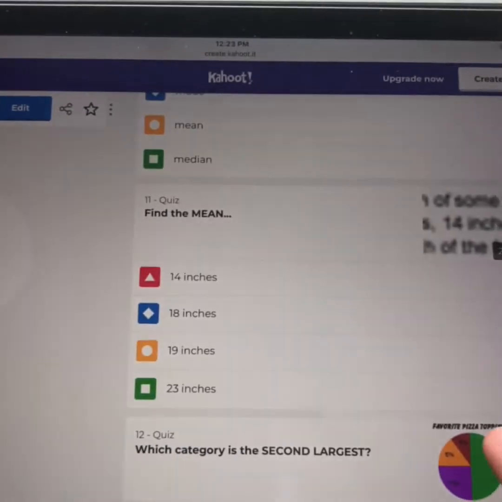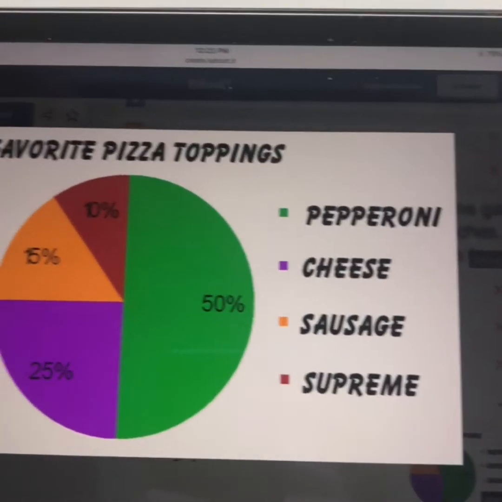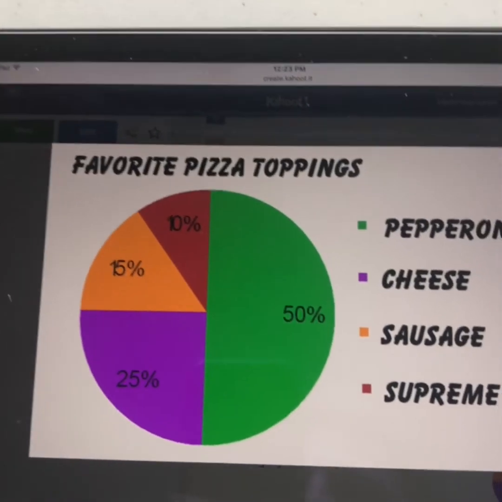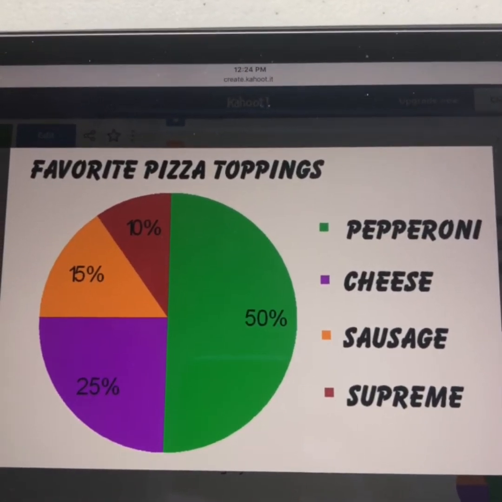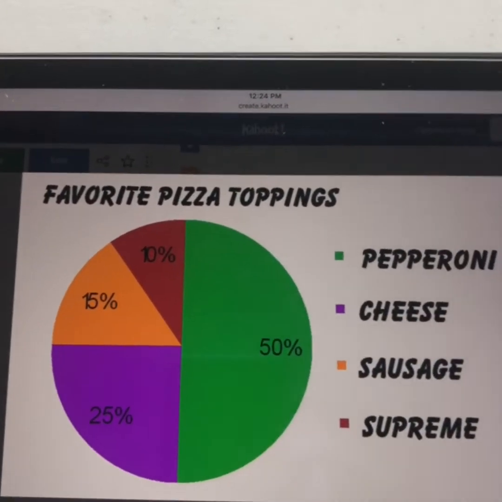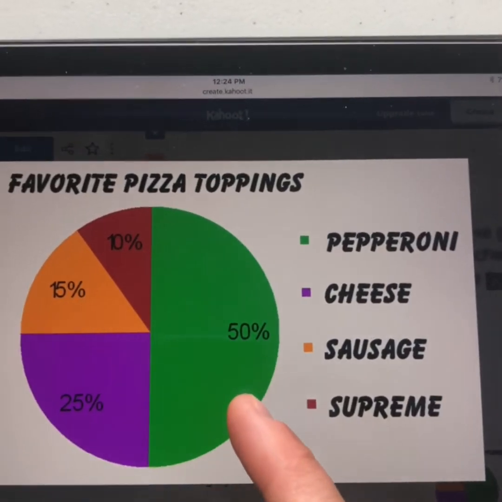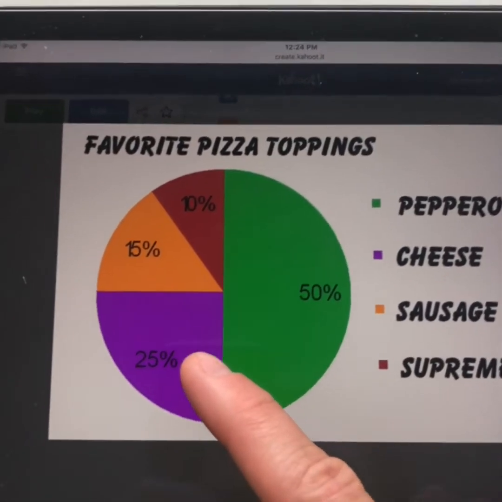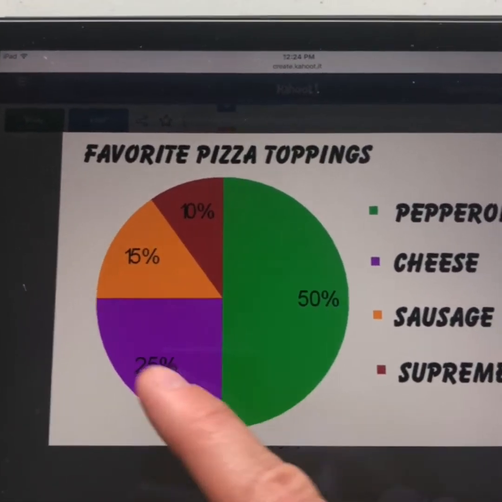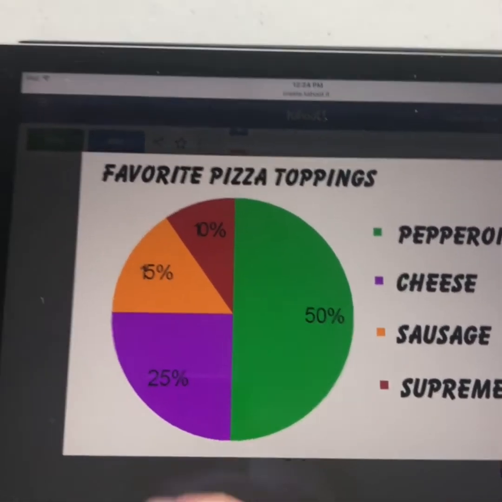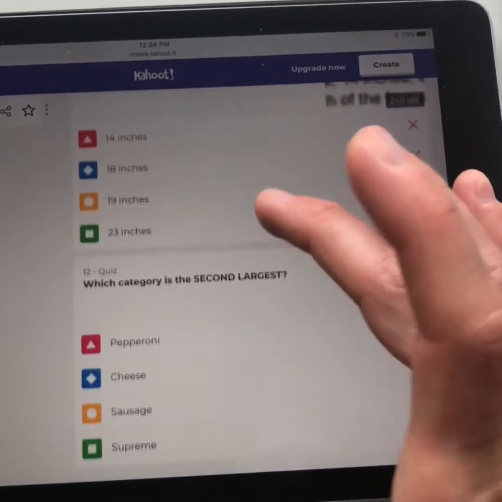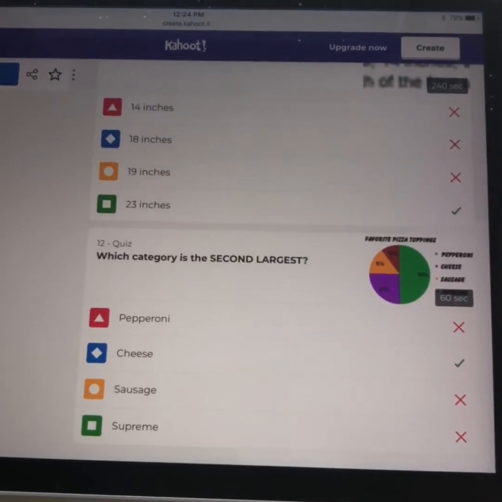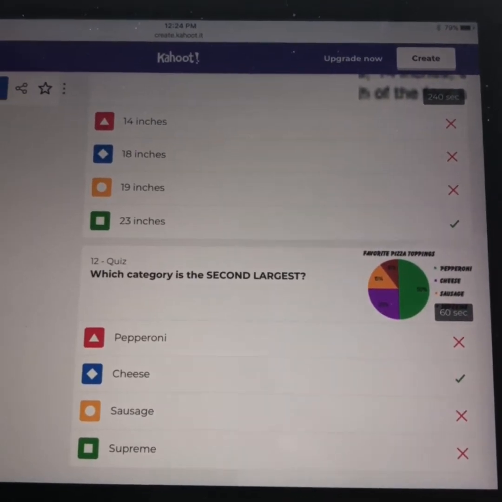And that brings us to the last one. I think we ended on a nice morale boost here. All right, it was the second largest category. So clearly pepperoni takes up half of the quote-unquote pie, all right, for this one. So the second largest category would be this purple, this quarter section, 25%, which was cheese, all right, for favorite pizza toppings. So that would have been cheese for the correct answer on that one, all right? And that's pretty much it.